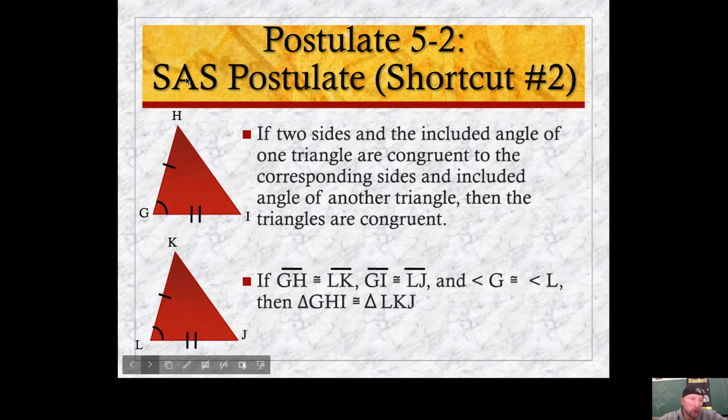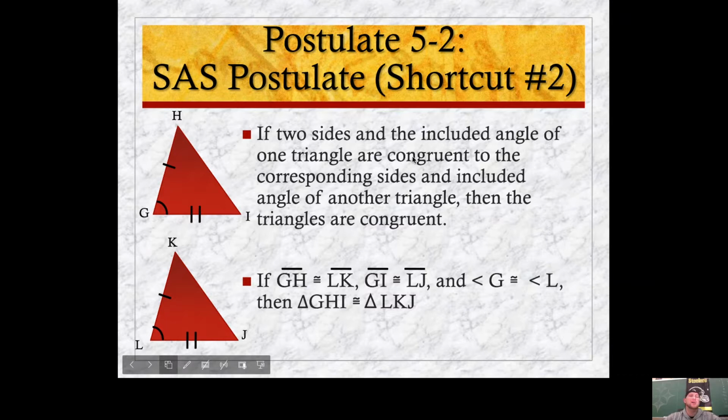Postulate 5.2 is the side angle side postulate. Remember, the S means a pair of congruent sides. Another S means a second pair of congruent sides. But notice how there's an A in between. That A stands for a pair of congruent angles. And notice that those congruent angles live in between the congruent sides. That's not an accident. It's the included angle that's congruent.